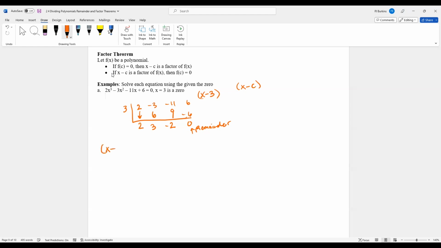So what do we have? We have x minus 3, and then we have 2x squared minus 3x minus 2. So remember, this is the remainder, this is the constant, and then it's the x to the first and x squared terms. Now, if you'd like to find other zeros of this function, then you would try to factor this further. So let's see if we could do that.